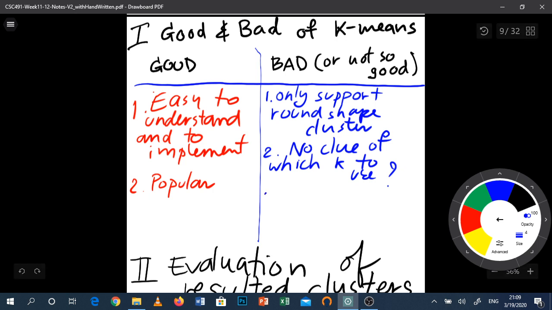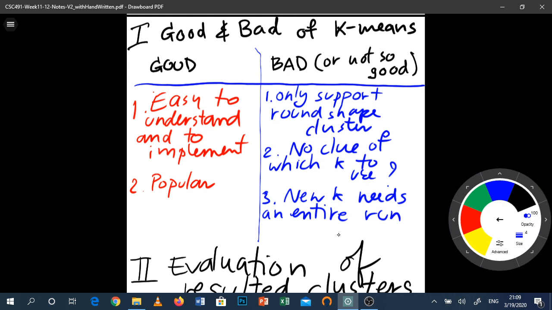And because of number 2, the related one: if you need to run many times for different values of k, that means each new k needs an entire run, I mean, going through all the data points of the whole set. So that means it can be inefficient. Anytime you want to try a new k, you have to run the whole thing through the whole data set. So therefore, that's something to think about.